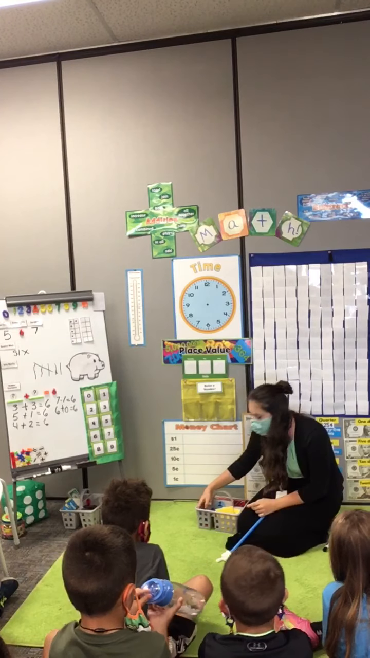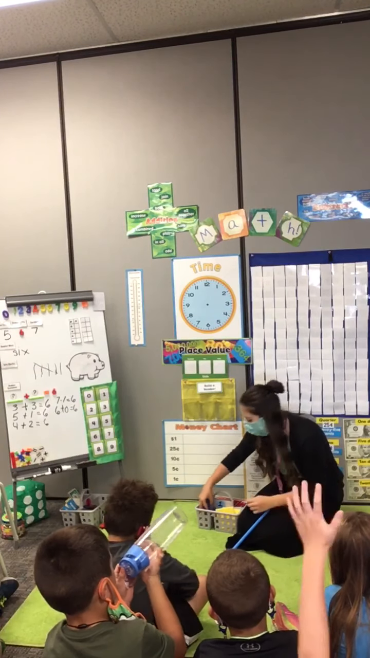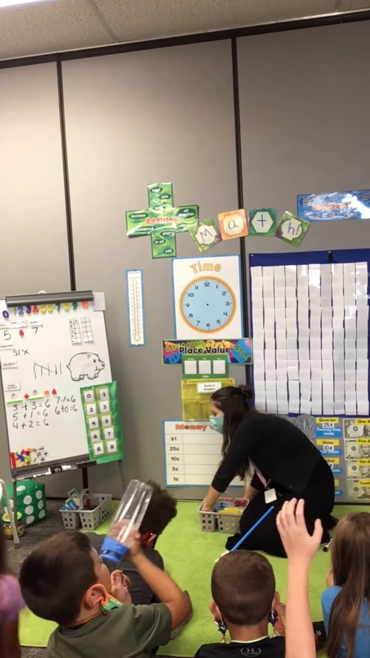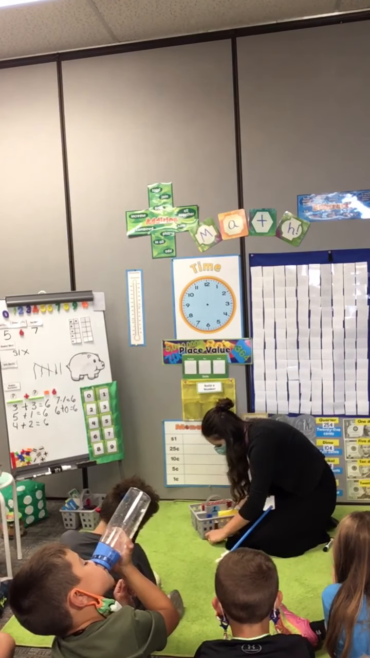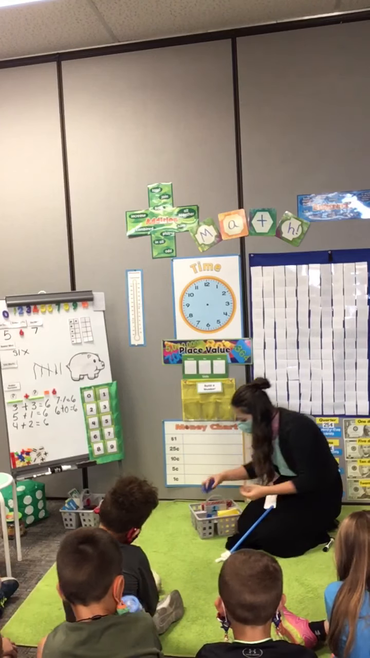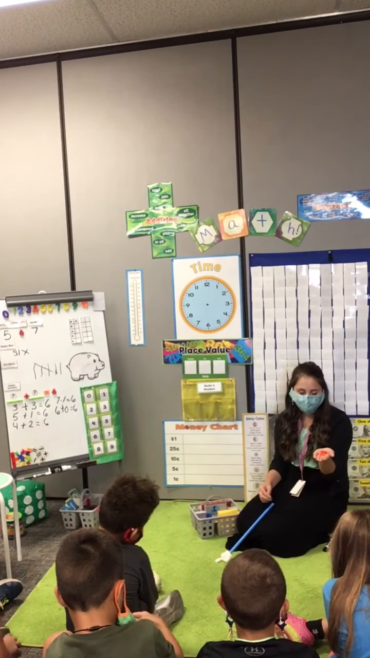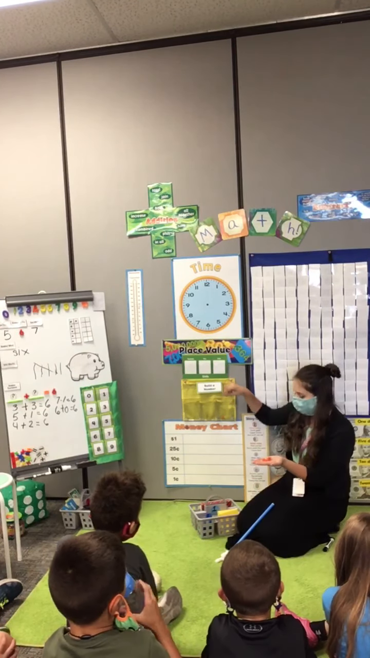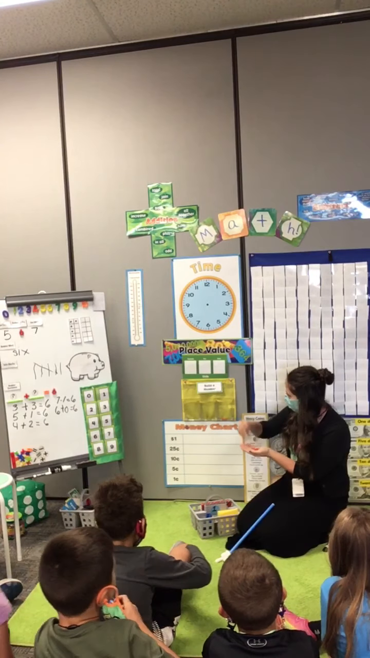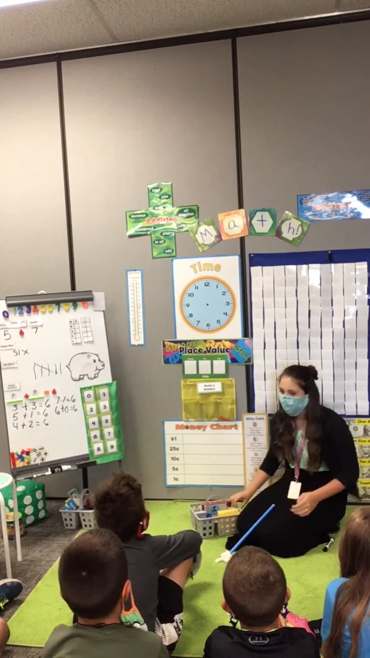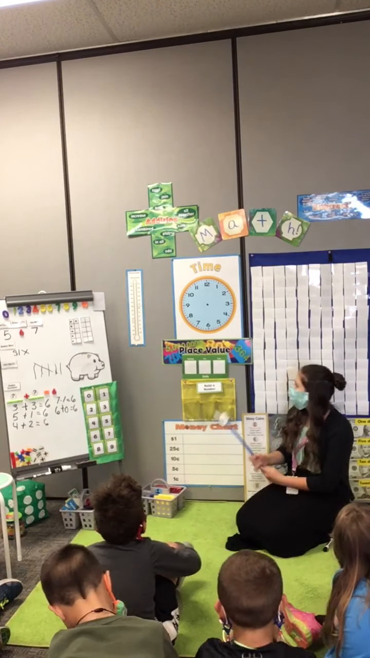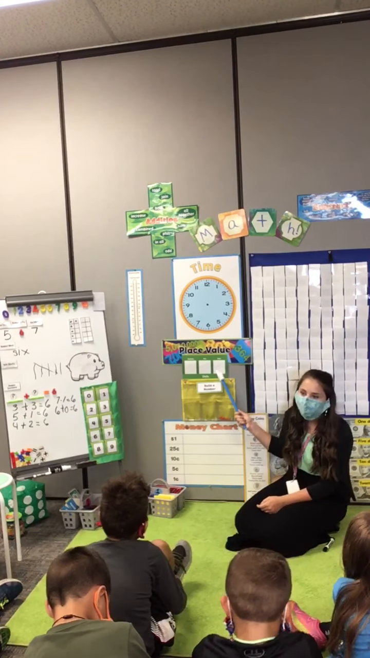So what do we need? We need our what? What are they called? Ones. How many ones do we need to make the number 6? Let's count. 1, 2, 3, 4, 5, 6. So, what goes in our ones place? 6.